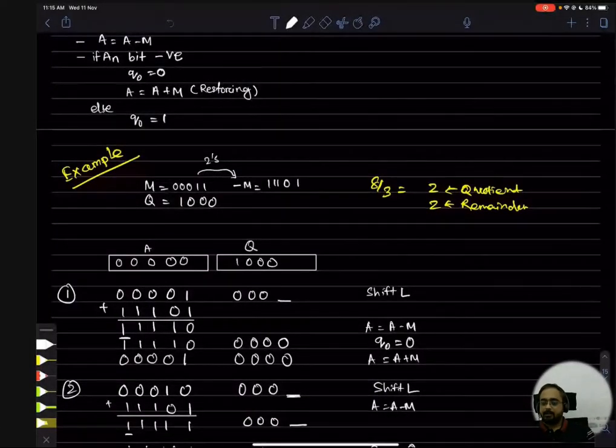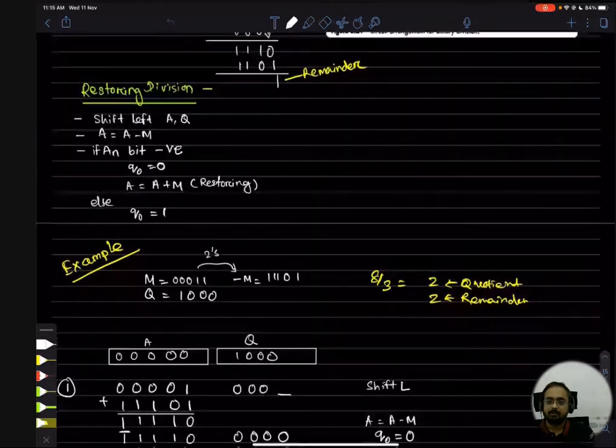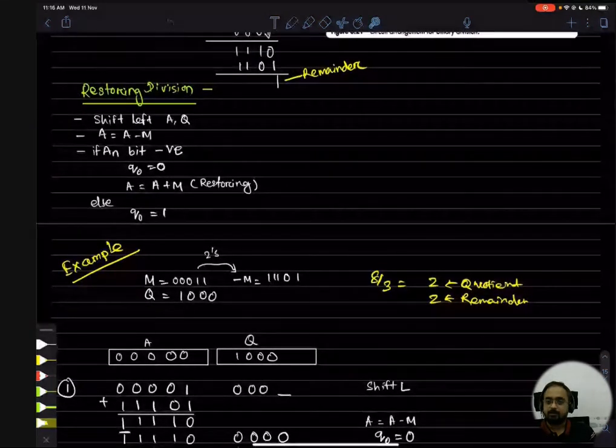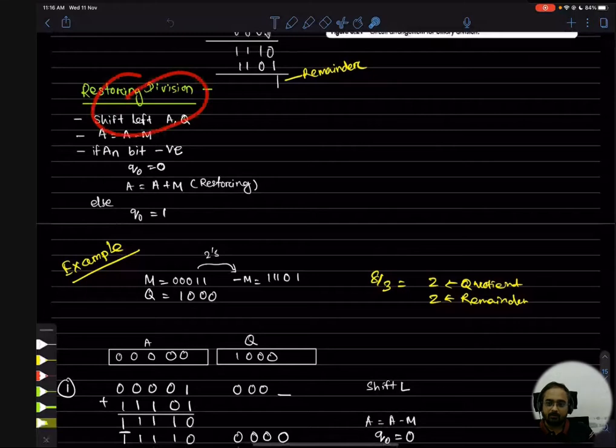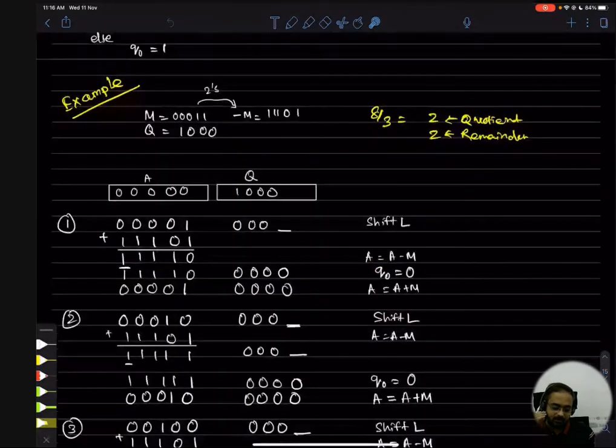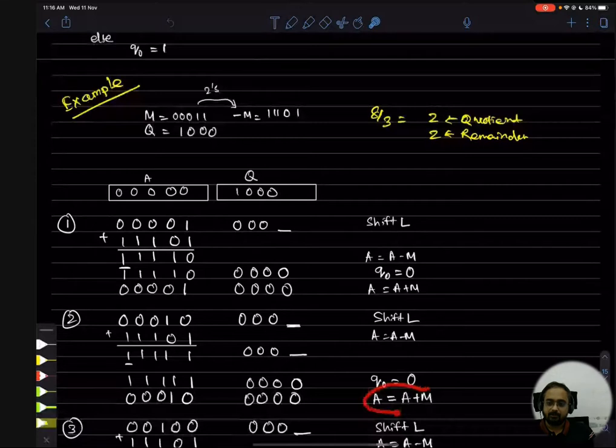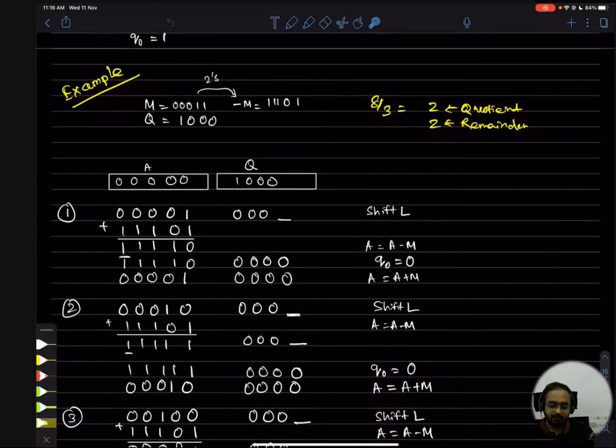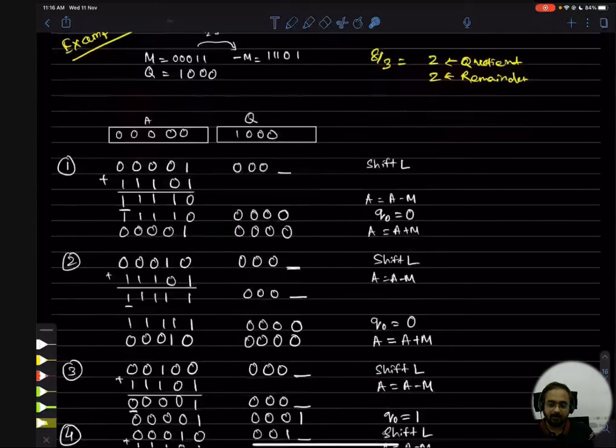Okay, so in the previous class we have seen the restoring division. This is the algorithm for restoring division, which we have already seen. The problem is that in restoring division you have to do the restore operation, which is time consuming. You are doing a minus m, then checking the bit, and again doing a plus m, which is unnecessary work.